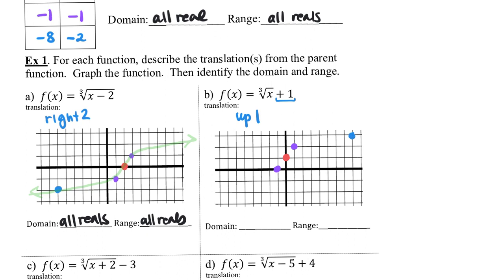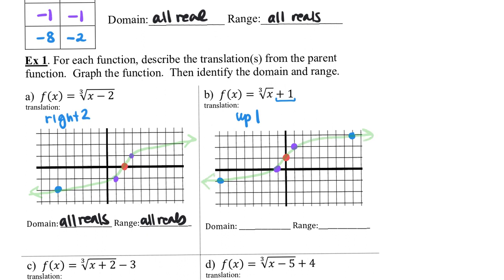And I'll go left and do the same. So from the center point, 1, 2, 3, 4, 5, 6, 7, 8, the third root of negative 8 is negative 2. Okay, and I include those points. It's just easier to get this curve right. Otherwise, it's really hard.